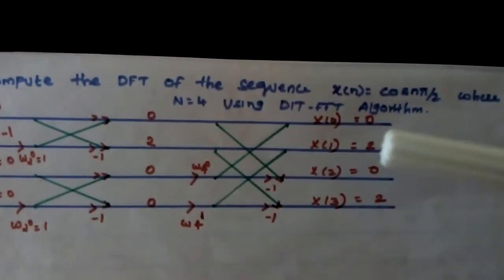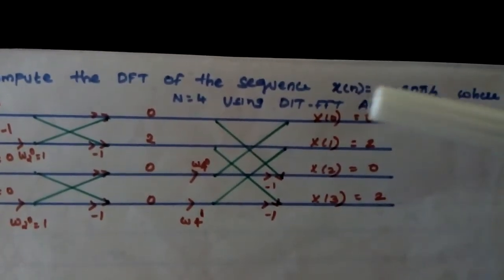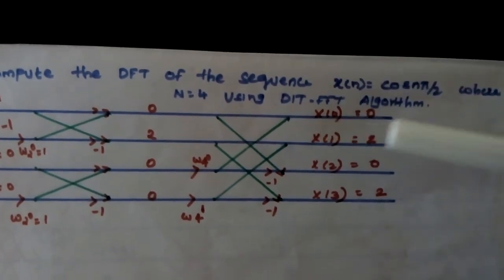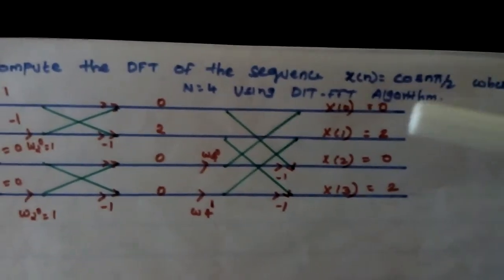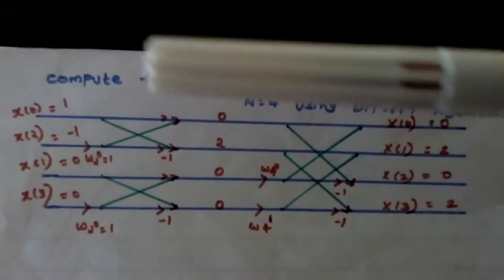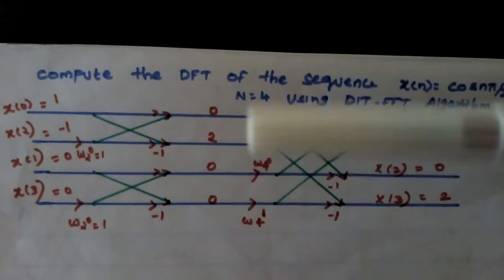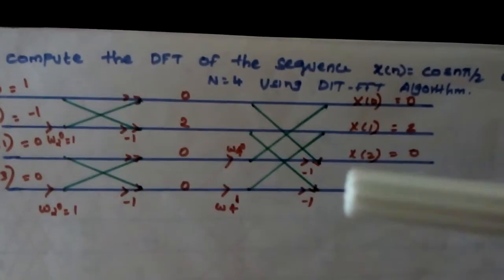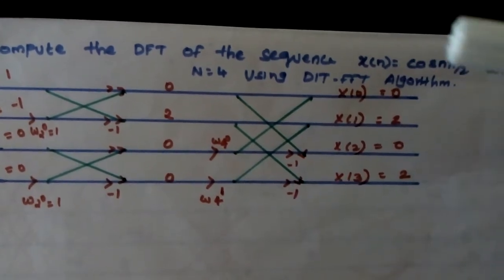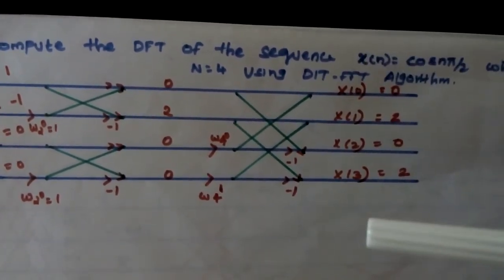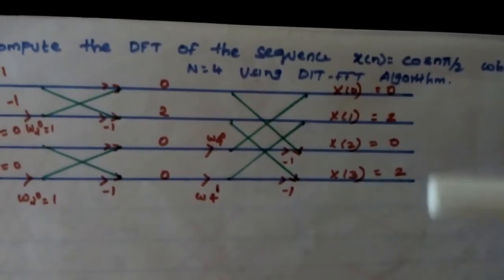Here the sequence they have given is x of n equal to cos n pi by 2. If you substitute n as 0, 1, 2 and 3, we will get x of 0 to x of 3, all the values. We have to write them here in bit reversed order. Then we find the first stage. After finding the first stage, that will be input to the next stage. So here we can find the output. The output will be in normal order, that is a frequency domain sequence.